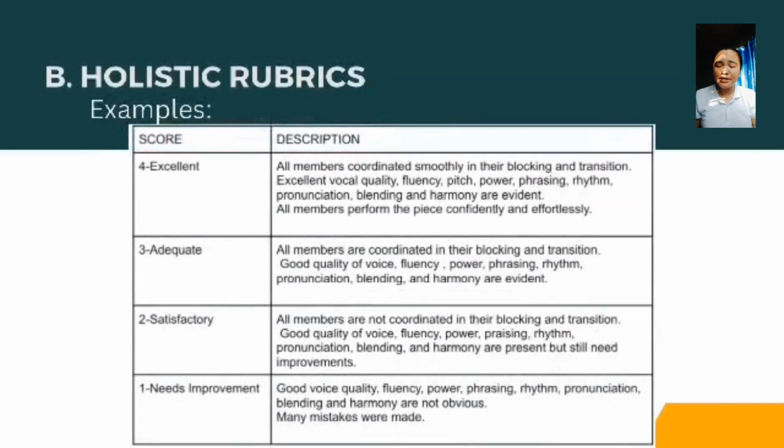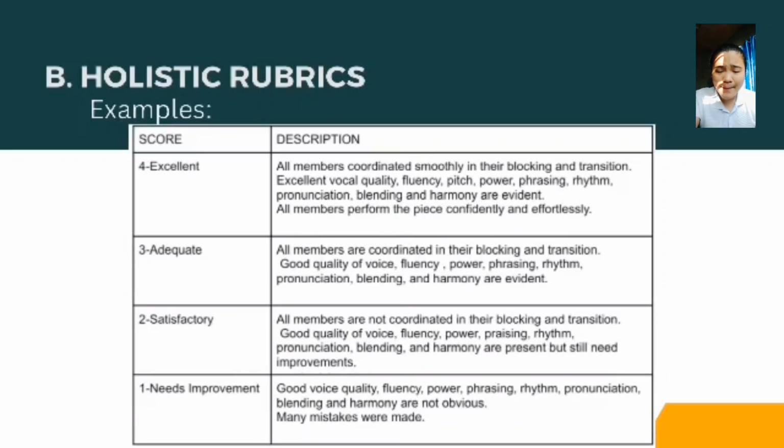So how do we construct a holistic rubric? Step 1, choose an activity or output based on the objective of the chosen topic. We can see here that our activity for the chosen topic is speech choir. And then next is to determine the levels of performance. We can see here excellent, adequate, satisfactory, and needs improvement.